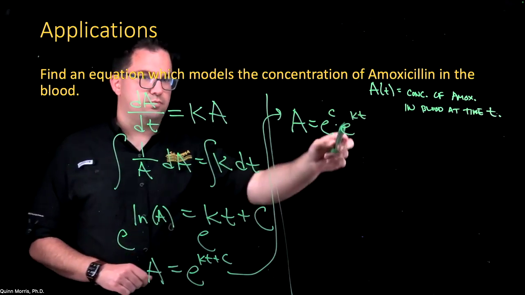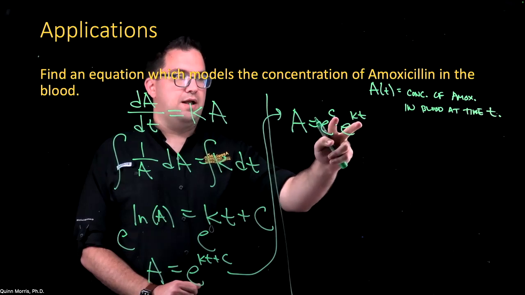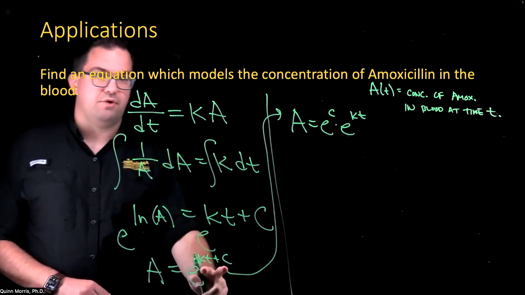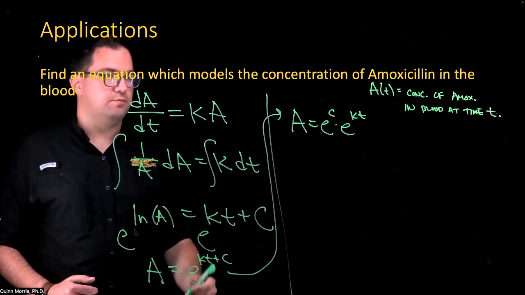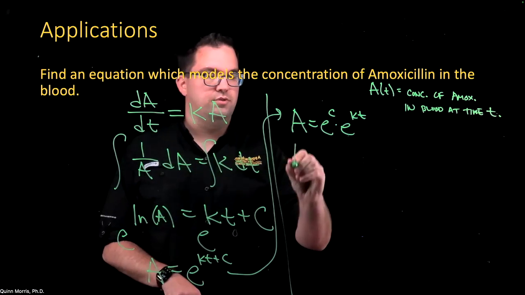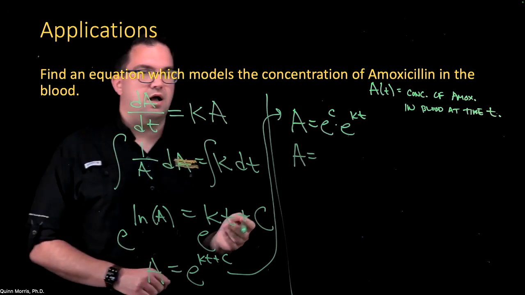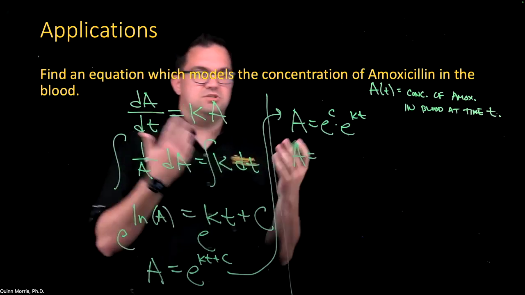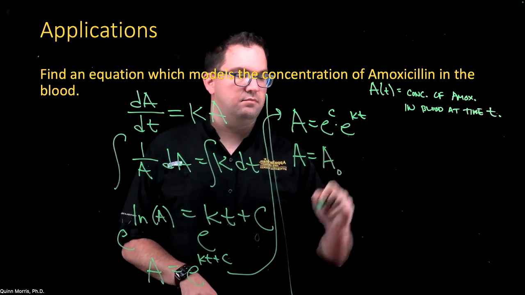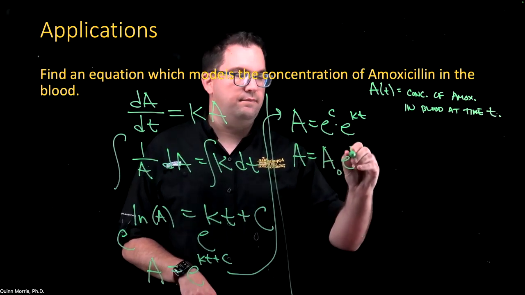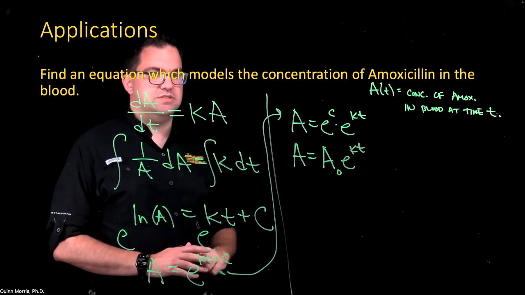Now, notice we're probably used to thinking about this the other way. If I have same base, different powers multiplied together, I add the powers, right? And so I'm using that rule of exponents in reverse to go from here to here. The reason I'm going to do that is because I can recognize that C is some arbitrary constant, so E to the C is just some arbitrary constant. And I'm going to call that constant A0, and we'll see why in just a second.